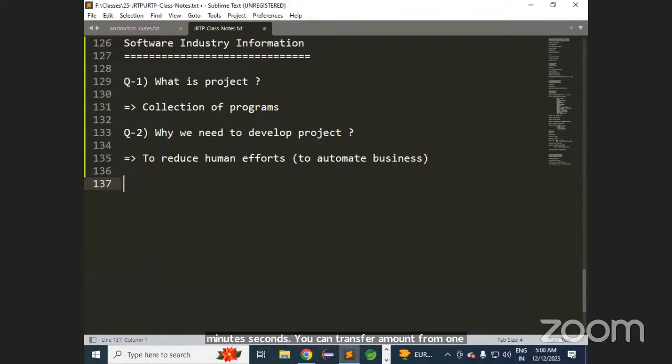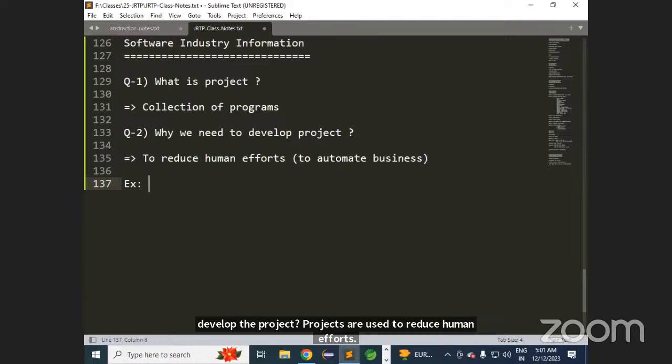Earlier, if you wanted to book a train ticket, you had to go to the railway station and stand in the queue. Today, IRCTC is available. Earlier, if you wanted to eat biryani, you had to go to a hotel. Today, Swiggy and Zomato are available. So these all are software projects. They are reducing human efforts, right? Projects are used to reduce human efforts.